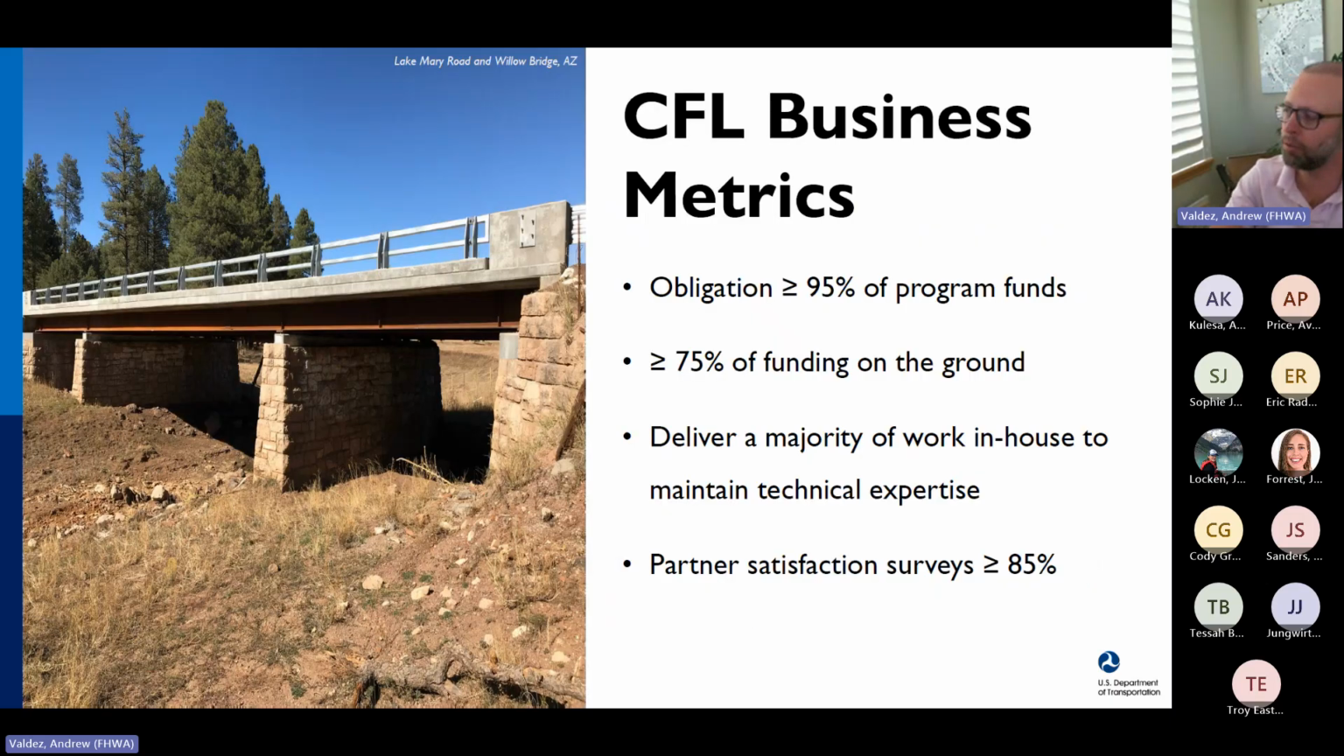We do operate under performance metrics, which include obligation of over 95% of our program funds on a yearly basis. So we really are incentivized to get those dollars out the door and on the ground. We also want to see over 75% of those dollars going to projects on the ground and not going to administration and overhead. And as part of project closeout, we send out satisfaction surveys to our primary applicants. There we also shoot for an 85% and above satisfaction rate.